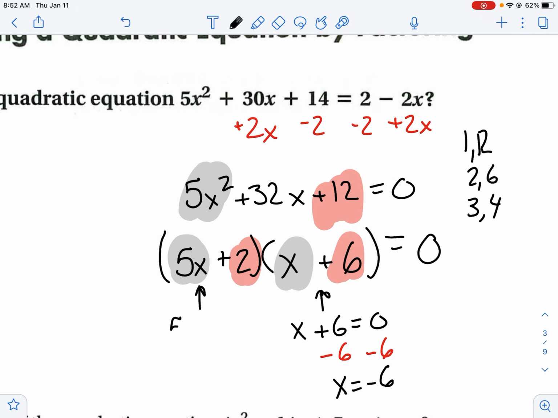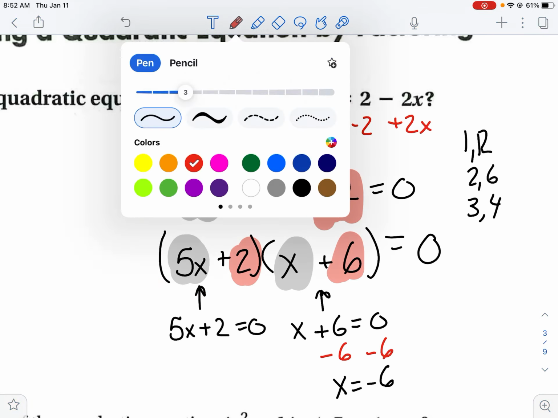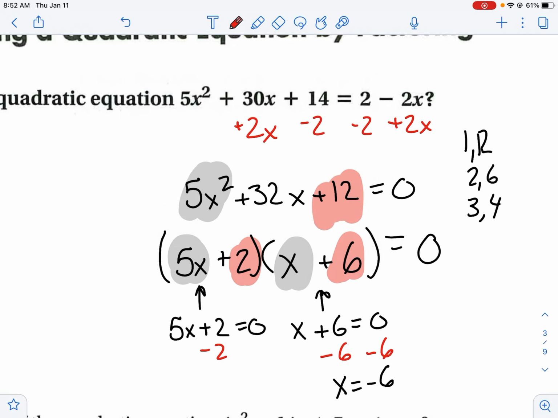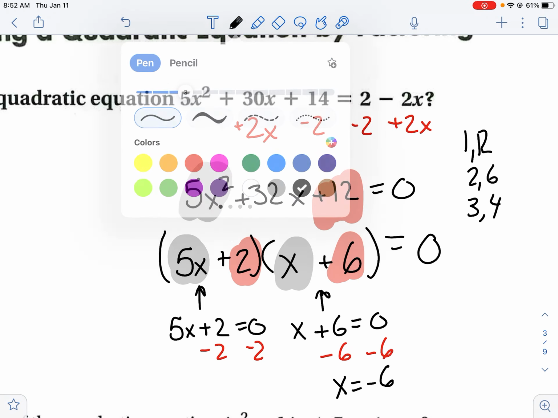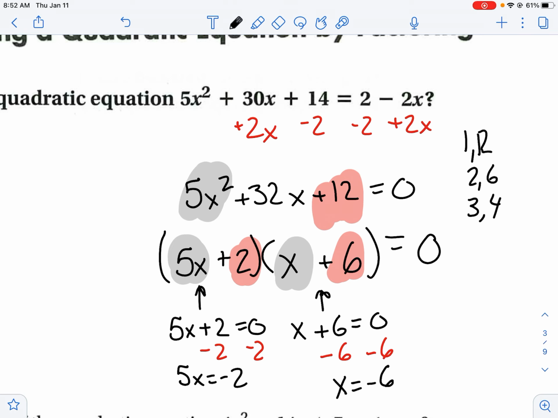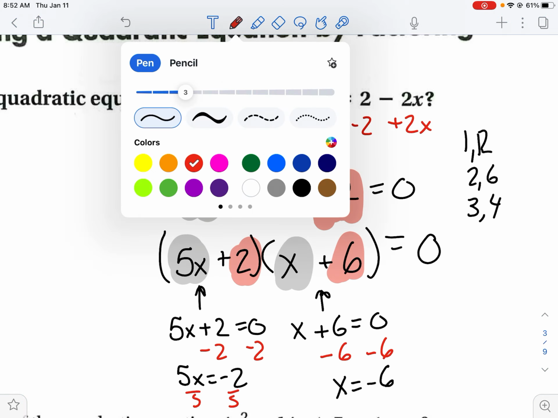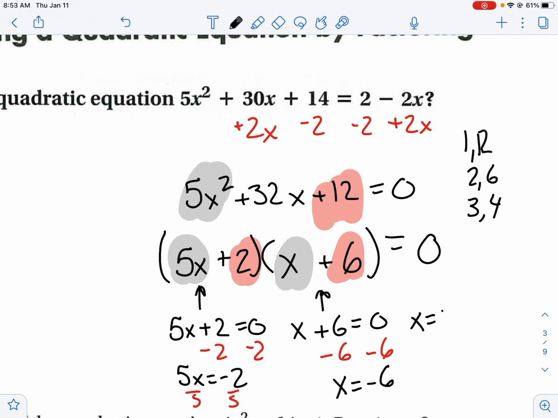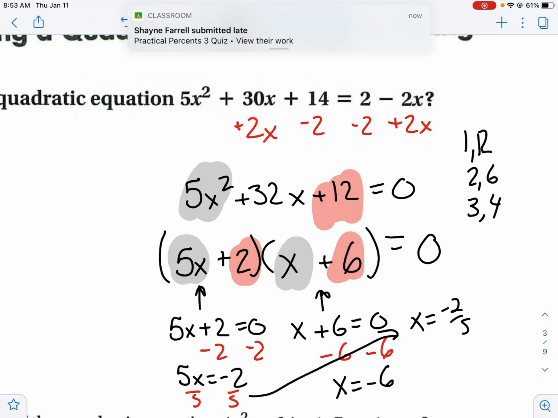And then you have 5x plus 2 equals 0. Now, this one's less obvious. We want this parentheses to become 0, right? So we take everything in the parentheses, set it equal to 0, and then solve it. So we get 5x equals negative 2. And then our answer is x equals negative 2/5.